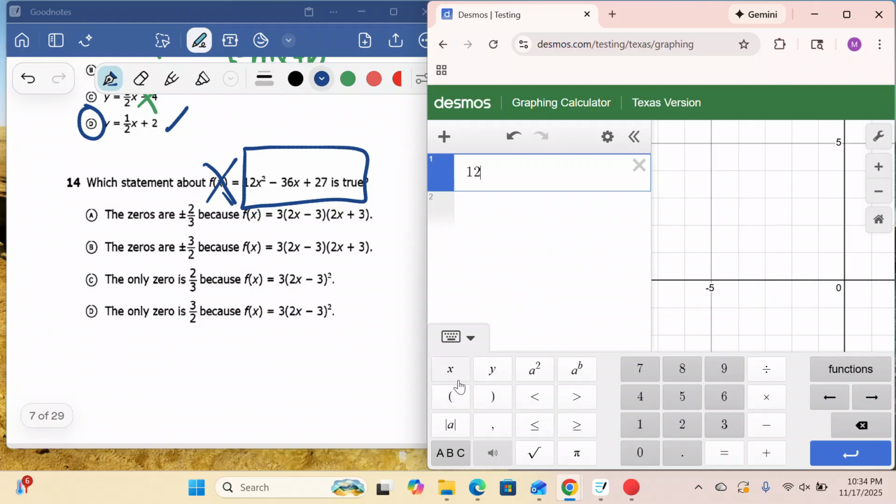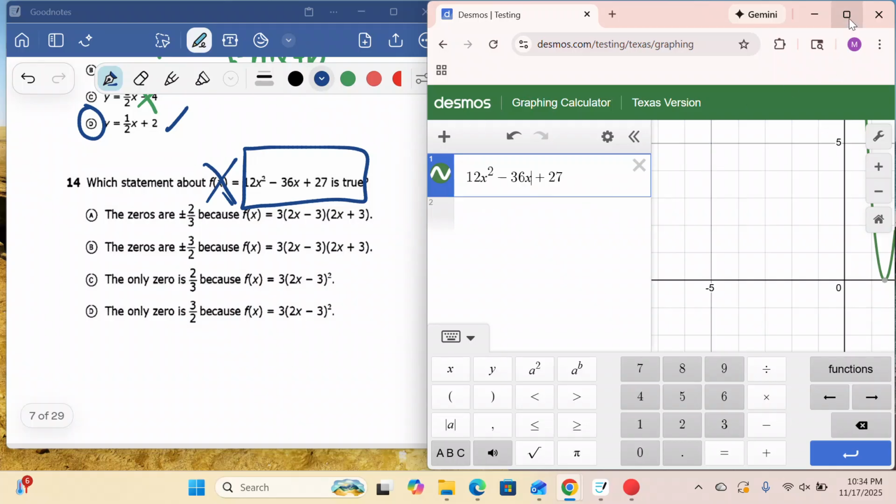So I'm going to put in 12x squared minus 36, positive 27. I'm going to make sure I inputted it correctly. I did not. I forgot my x there. Let's input it correctly. 12x squared minus 36x, positive 27. Now I inputted it correctly.